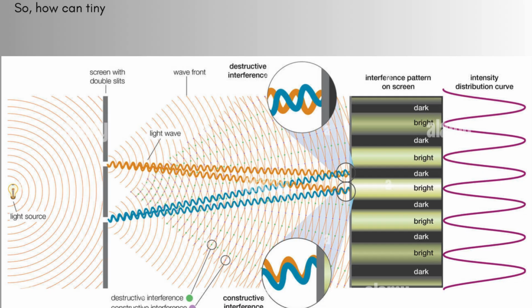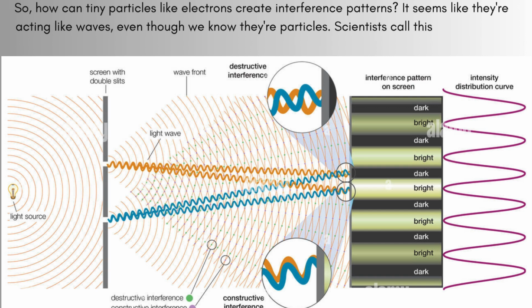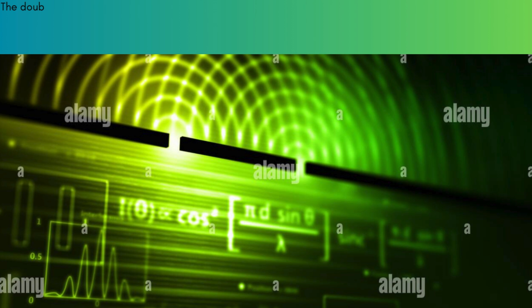So how can tiny particles like electrons create interference patterns? It seems like they're acting like waves, even though we know they're particles. Scientists call this phenomenon wave-particle duality. The double-slit experiment shows us that the quantum world is very different from the world we're used to.